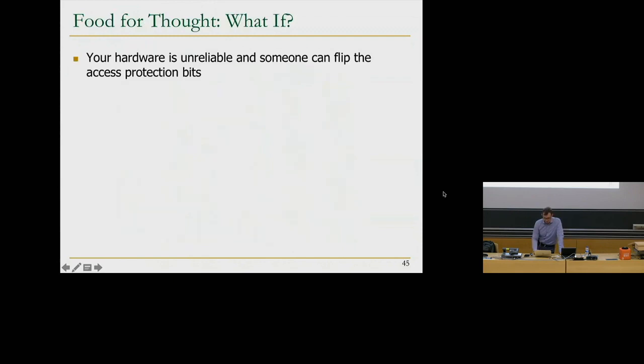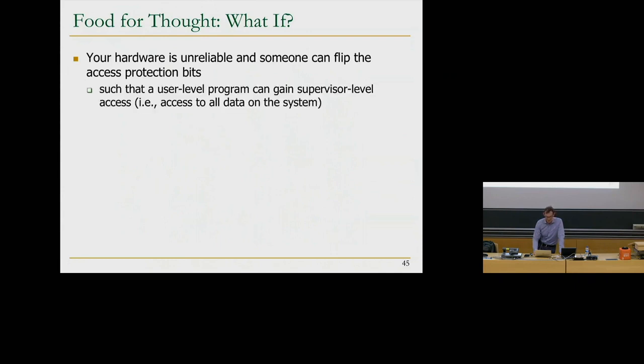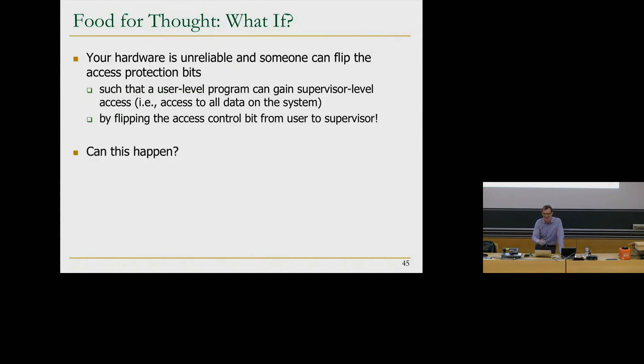Okay, so I'm going to go back to lecture 1 right now, lecture 2. So we're assuming a lot of things over here, right? Memory protection is actually really great, but now we're going to go down the stack, and I'm going to ask you the question, what if your hardware is unreliable and someone can flip the access protection bits? And you know how to do that, I think, such that a user-level program can gain supervisor-level access and can access all data in the system by flipping the access control bit from user to supervisor. Do you know how to do that? Yes? Exactly. So that's one way.